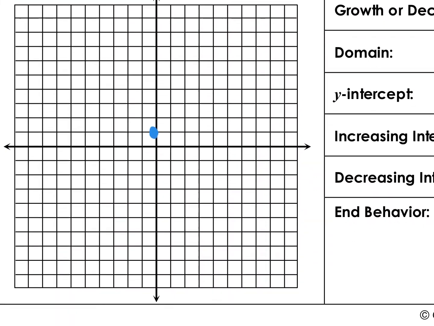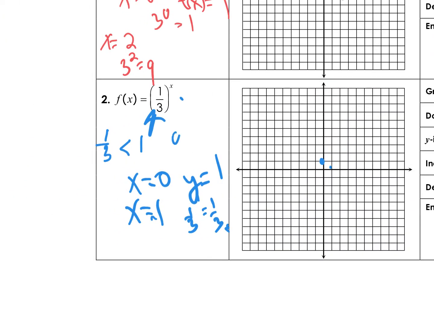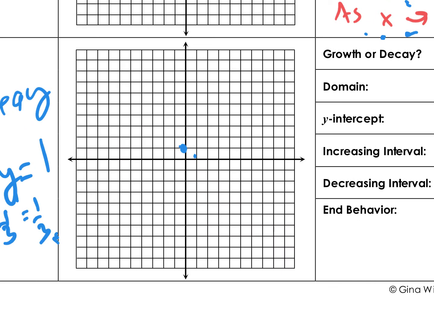Well, that's not very exciting. 1 comma 1/3 is about here. Wow, look at that. As I go to the right, it must be going down. Well, of course, it's a decay because that's 1/3. So we know that the function is going to go down to the right and approach the asymptote of y equals 0. And as I go to the left, it's going to go.